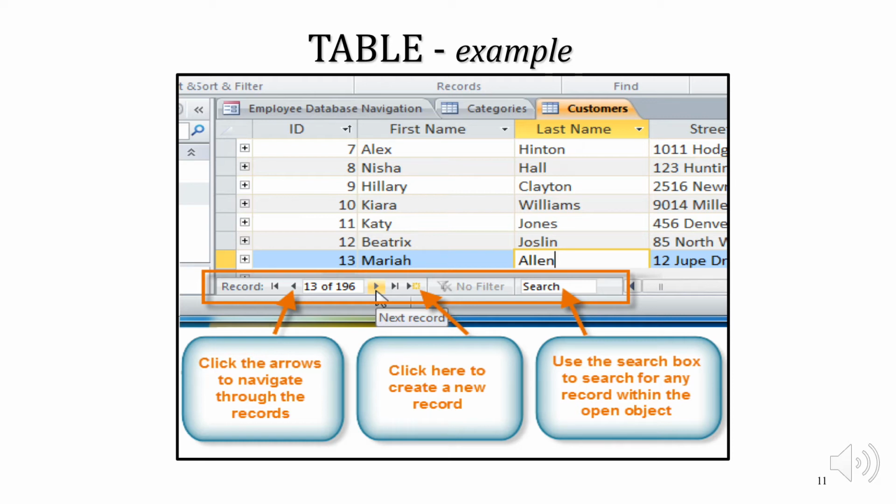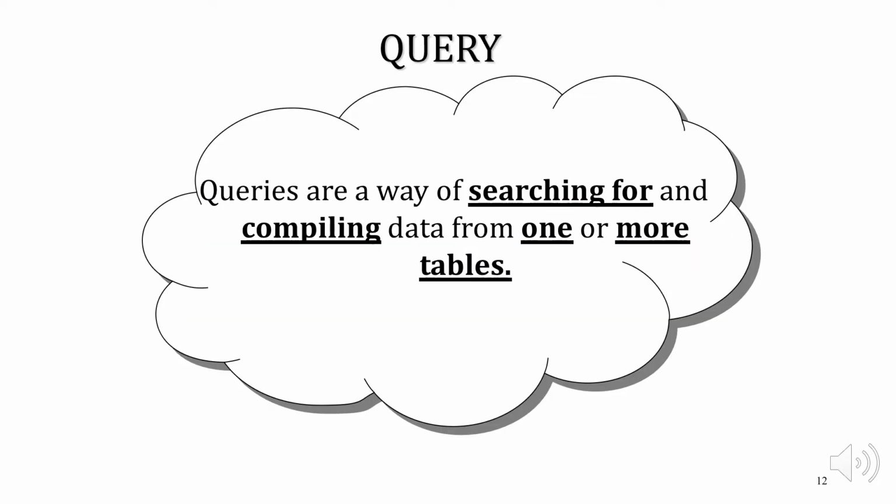The second object is the query. What is a query? A query is a way of searching for or compiling data from one or more tables. For me, the query is actually the specification of what you want. It's a question you want to ask. For example, let's say in the table we have about 100 records, which have students from Kuala Lumpur, Kelantan, Terengganu, from many different states.